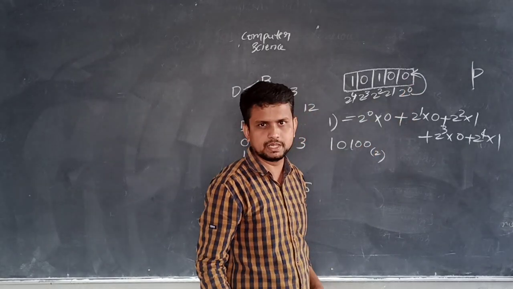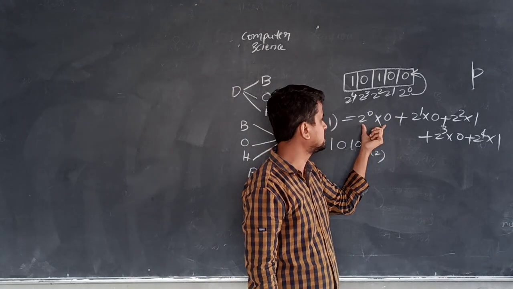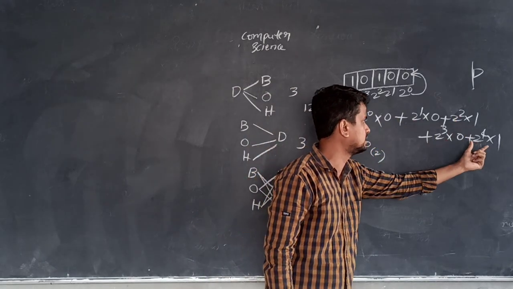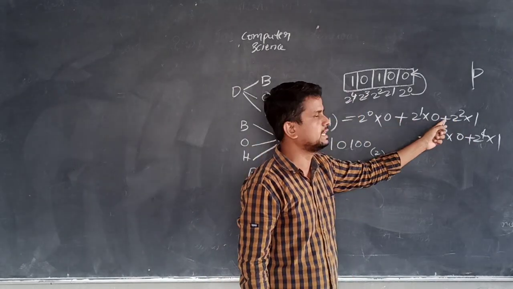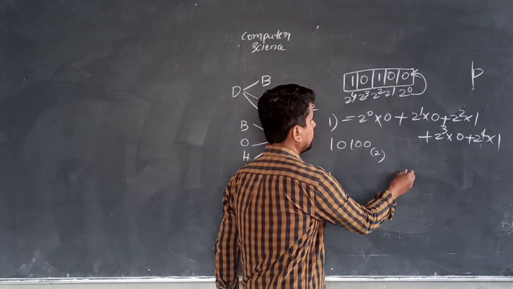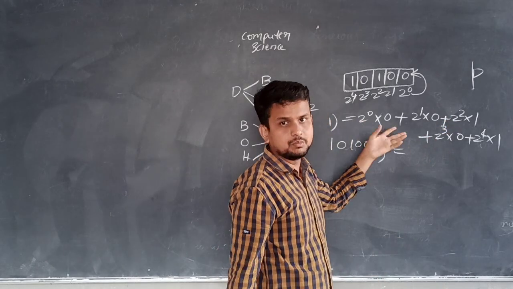Finally, the second step is add all products. We are adding, this is a product, this is a product, this is a product, this is a product, this is a product. So what we are doing? We are adding these products. Finally, I am simplifying this.